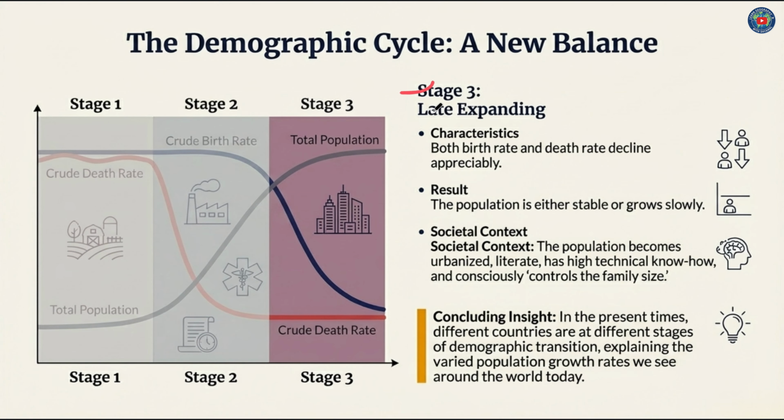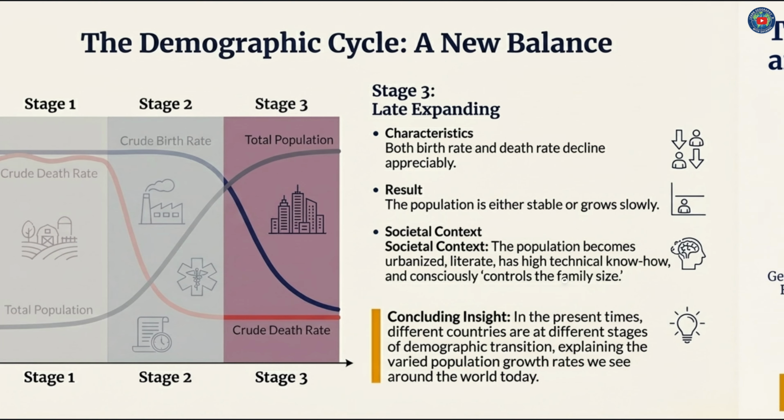Then stage 3, late expanding. Characteristics: both birth rate and death rate decline appreciably. Result: the population is either stable or grows slowly. Societal context: the population becomes urbanized, literate, has high technical know-how, and consciously controls the family size. Concluding insights: in the present times, different countries are at different stages of demographic transition, explaining the varied population growth rates we see around the world today.